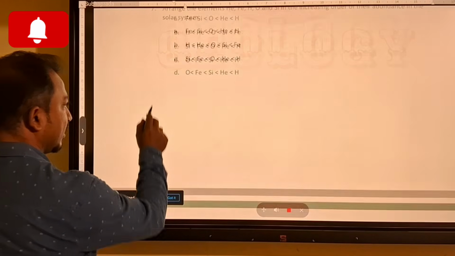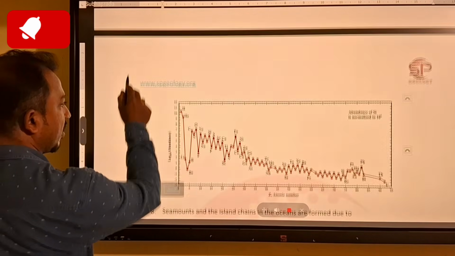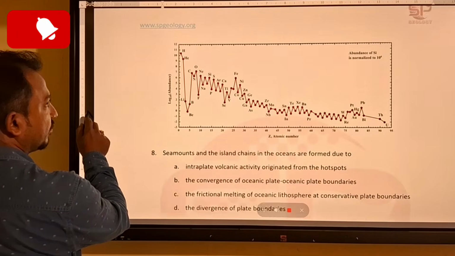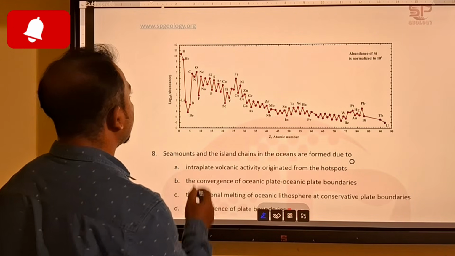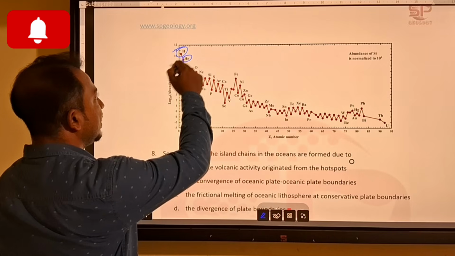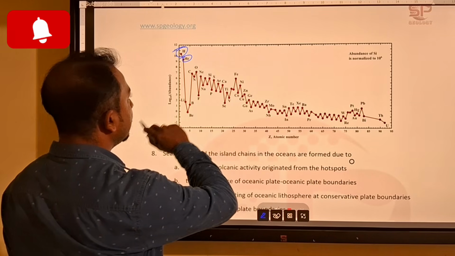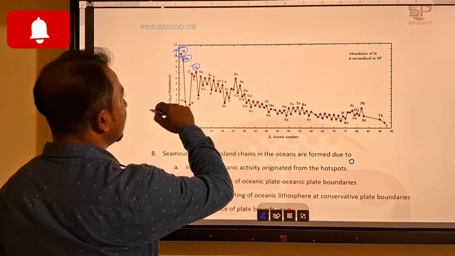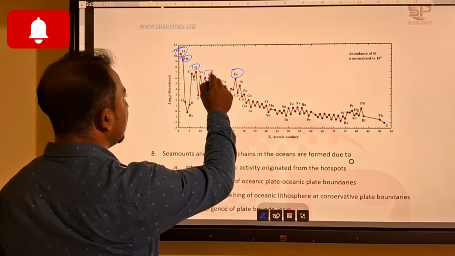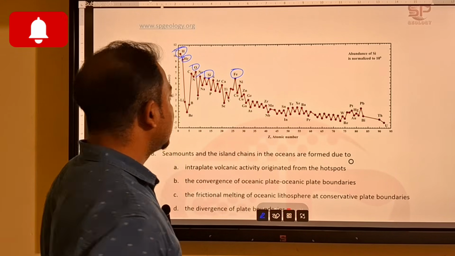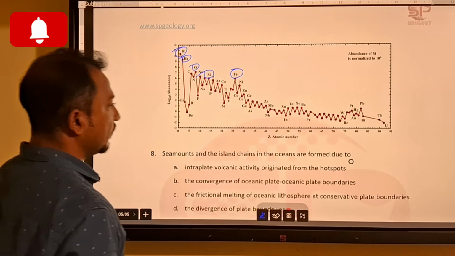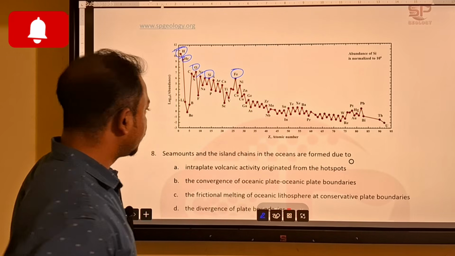So you can see in this diagram, hydrogen is the highest, then helium, then oxygen, then iron, then silicon. So this is the abundance of elements within the earth crust, within the solar system.